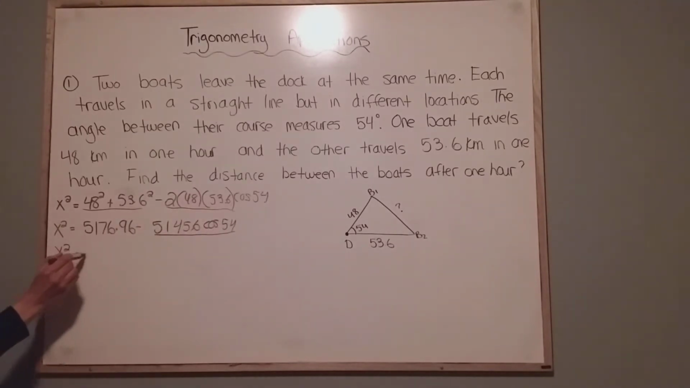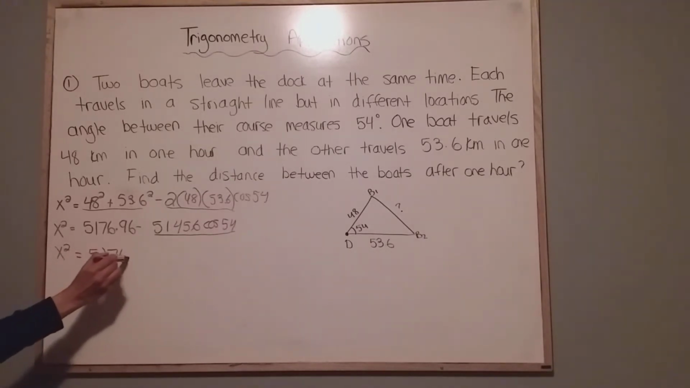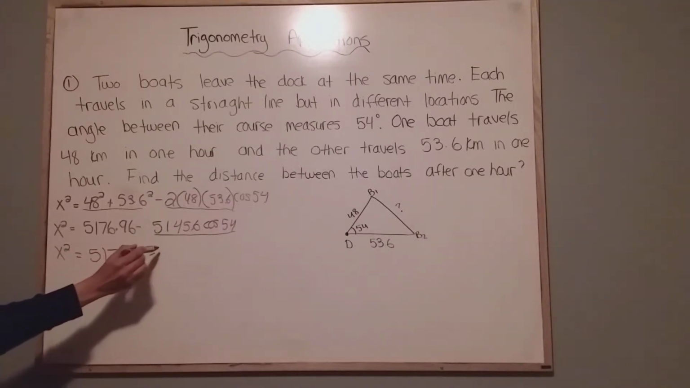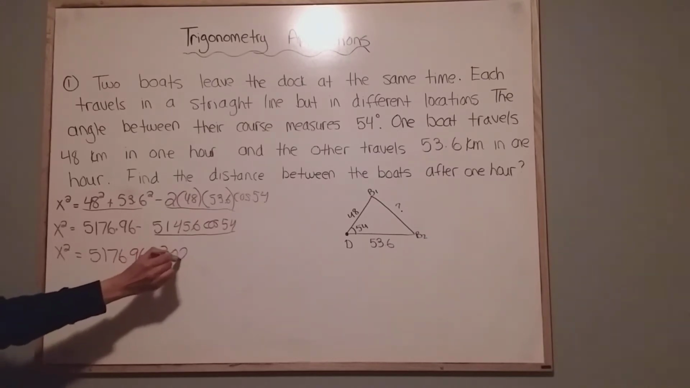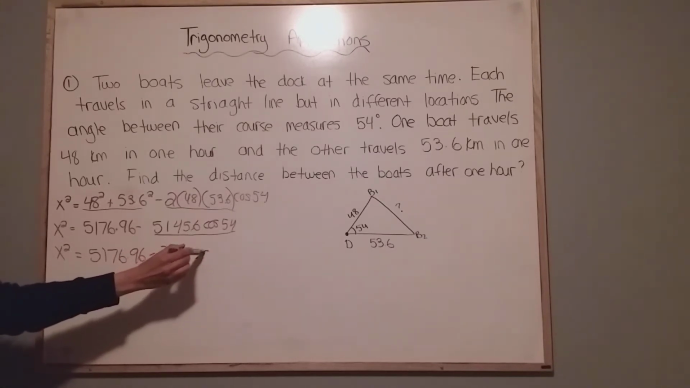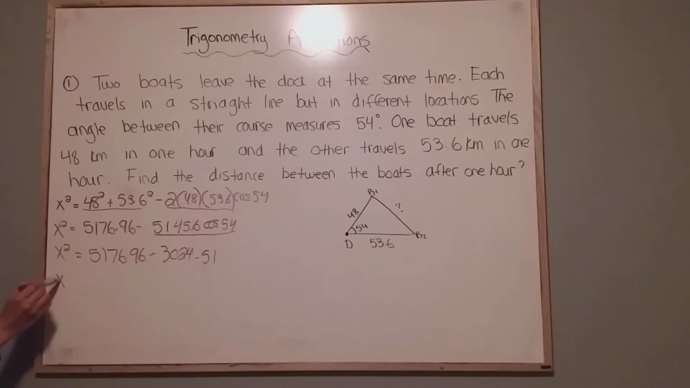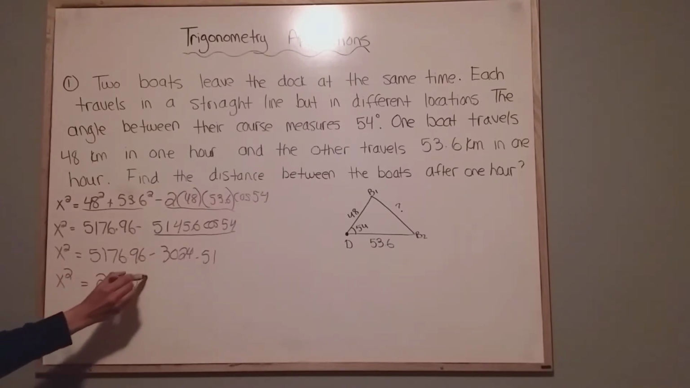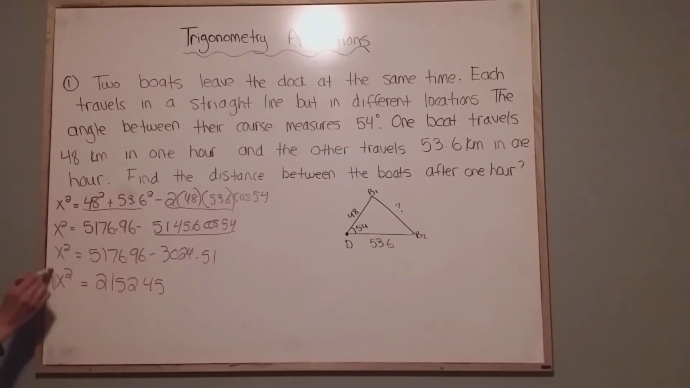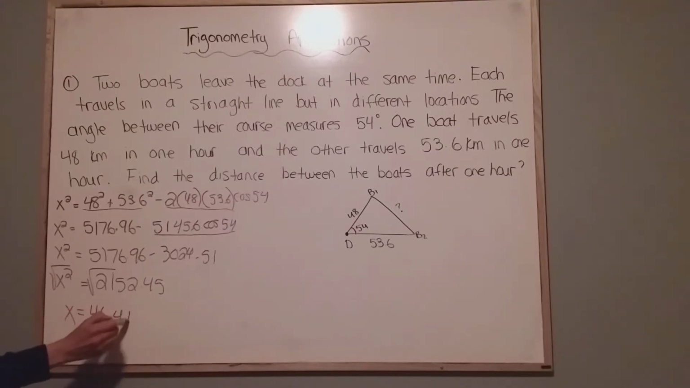X squared is equal to 5,176.96 minus 3,024.51. Now if I subtract them, x squared is equal to 2,152.45. My last step is to take the square root. So x is equal to approximately 46.4 kilometers. So the distance between the two boats is 46.4 kilometers.